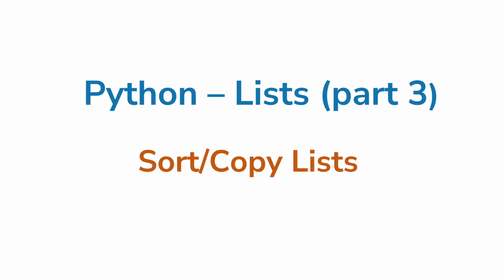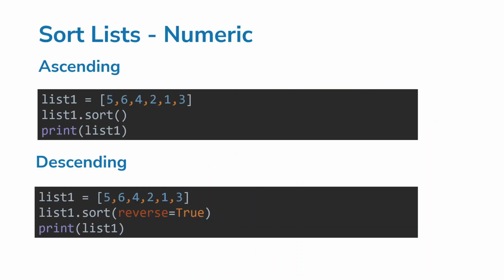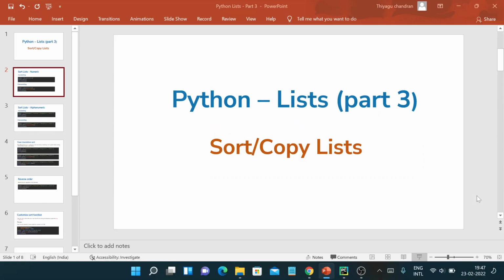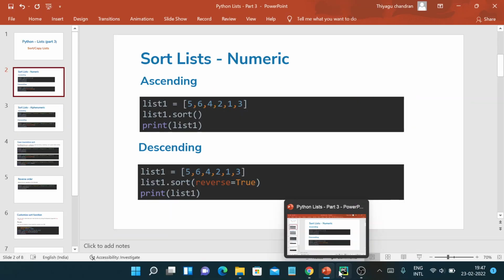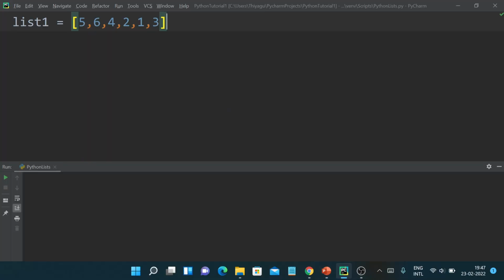Okay, so let's start looking into sorting first. When we say sorting, it means arranging items or elements in ascending or descending order, right? For the first example, let's say a list has only numeric values. Let's see how we can arrange those elements in ascending or descending order.